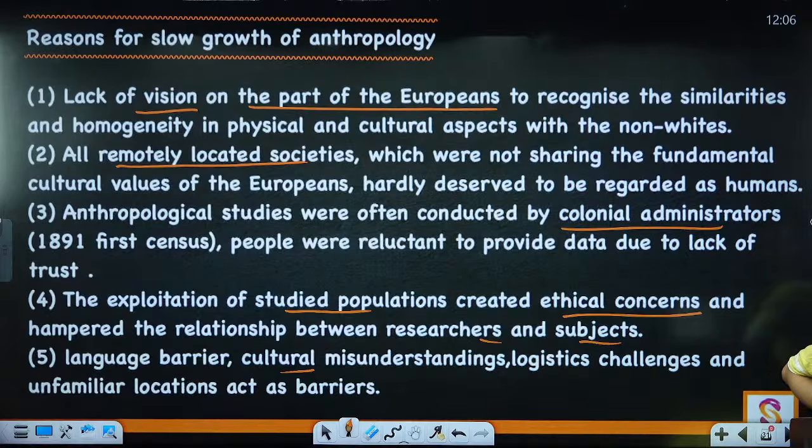Next, third, write down. Lack of trust of people to share data. Next, fourth one. Exploitation of studied population.